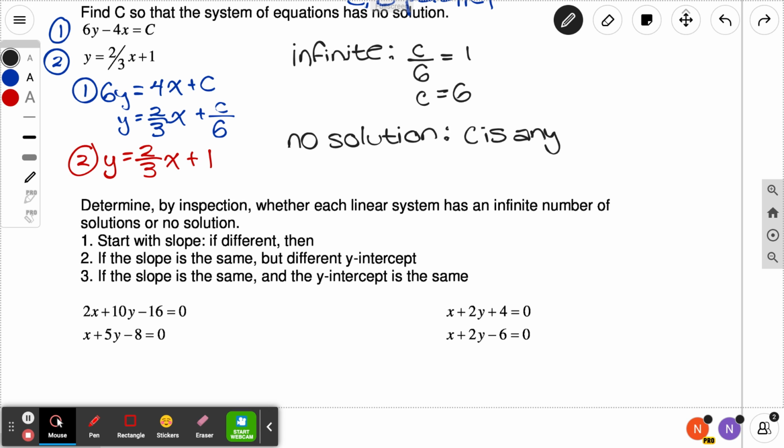We can test that by picking a value for c. Consider what would happen if c was 12. You would have 12 over 6, which is equal to 2. That would give you a different y-intercept. So it can be any number except for 6, because 6 is the case that gives us infinite solutions instead.